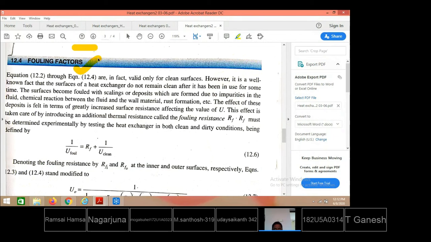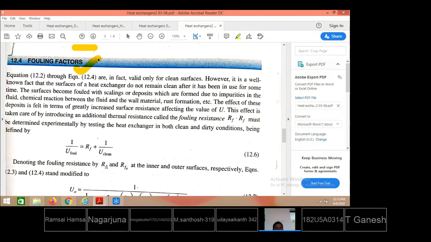Fouling is, suppose the heat exchanger is used continuously for more than a year or two. If the hot fluid or the cold fluid carries any foreign particles or abrasive materials along with it, there are chances of them getting deposited over the surface while flowing. Due to continuous accumulation of the deposits, the surface resistance will increase. That will affect the heat transfer rate from the inner side of the tube to the outer side, or from the outer side to the inner side. That effect we call fouling.